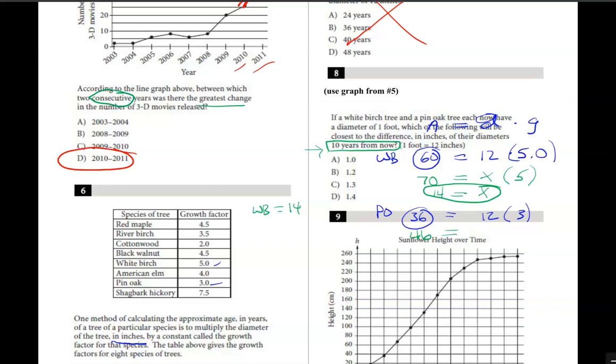Now, if we do the 10 years from now for the pin oak, it's going to be 46. And we don't know the diameter. And we do know the growth factor. And if I divide 46 by 3, that gives me a diameter of, what's that, 15 1/3? So the pin oak is now going to be 15 1/3, or 15.33 repeating. So the final question said, what is the difference in inches of the diameter? So it looks like I can go back over here. I can subtract these two, and it looks like 1.33 inches would be the difference. So the correct answer there is C. Pretty tough question. There was a lot going on in that one.